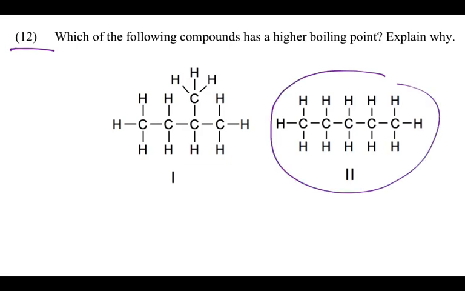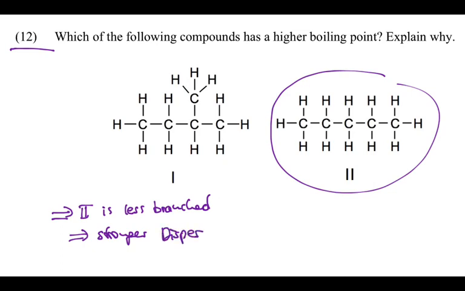Okay? And the explanation would be: 2 is less branched, and therefore it has stronger van der Waals. Well, we called it dispersion, whatever we call it, dispersion forces, and that means high boiling point, BP. Okay, good. Any questions?